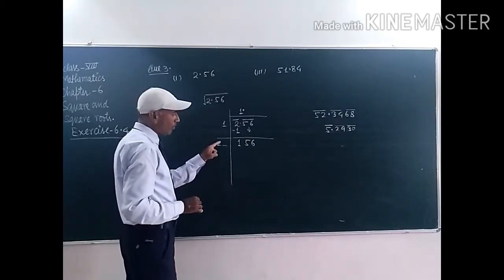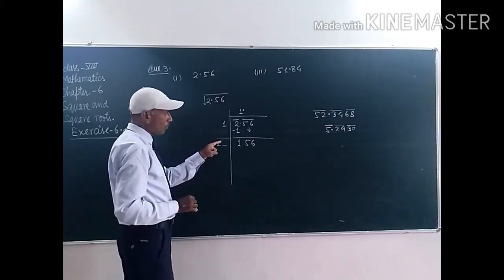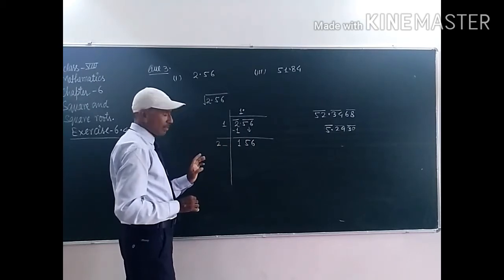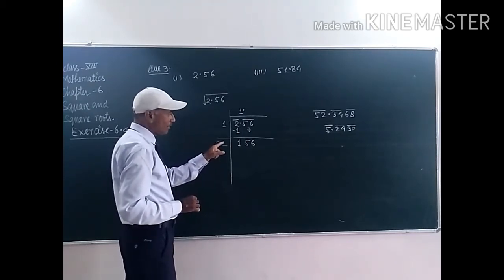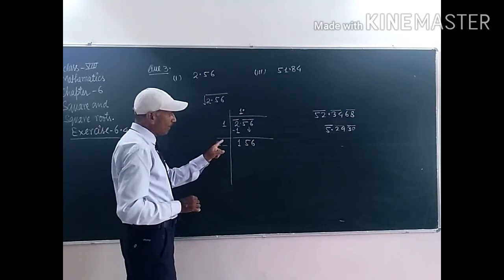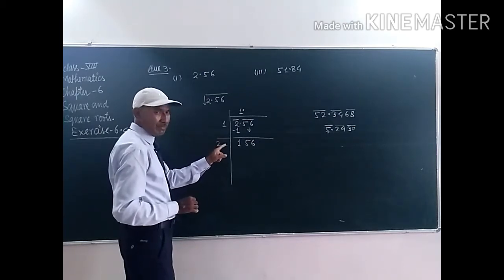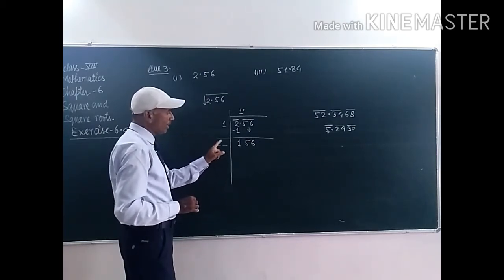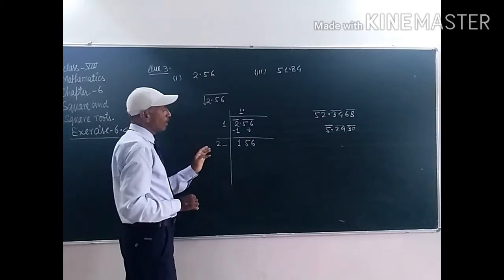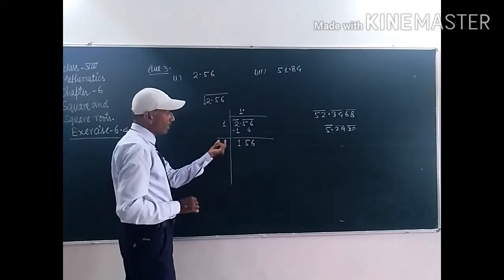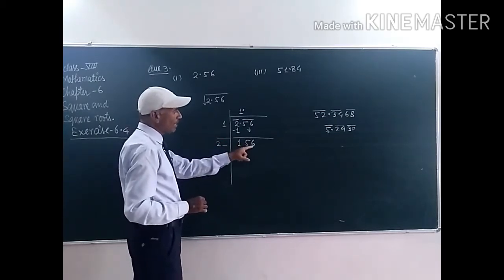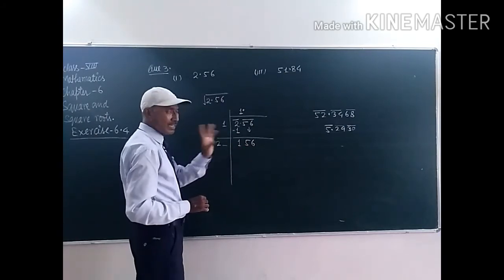Clear, student? Now this number will be from 20 to 29, because if we write 0 here, then it will be 20. If we write 1 here, then it will be 21. If we write 2 here, then it will be 22. Clear, student? But we have to guess a number whose square has the unit place 6.